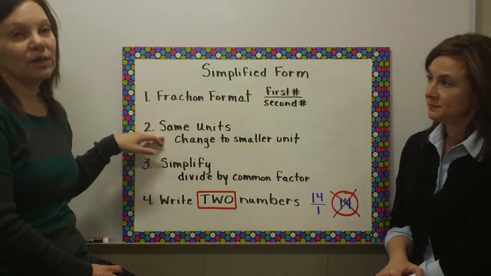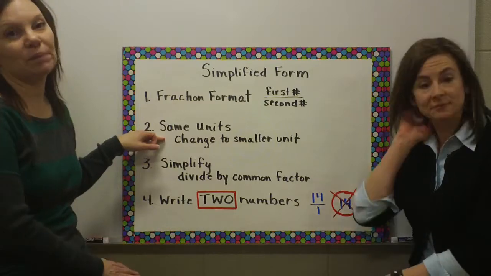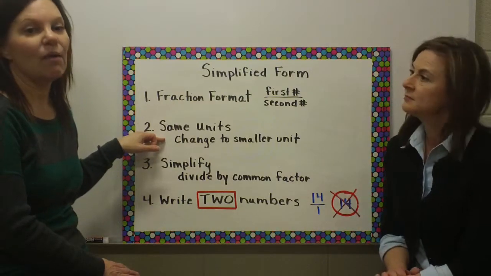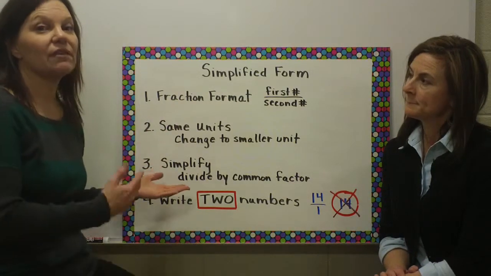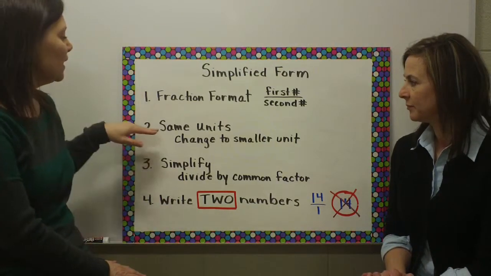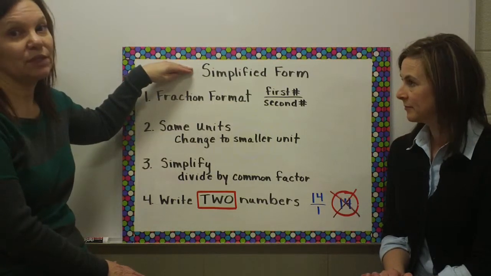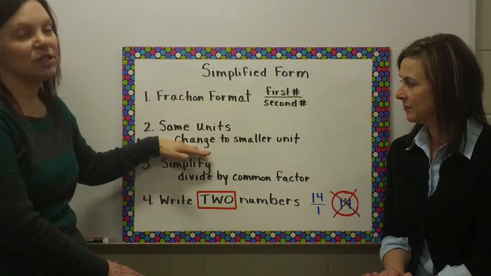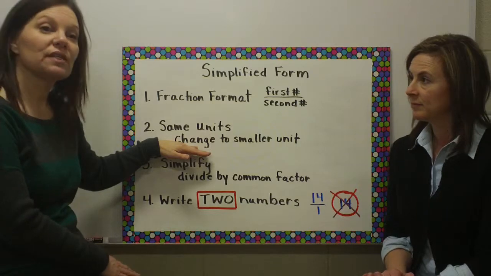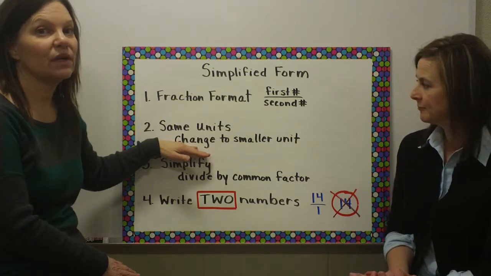Sometimes your units may not be the same. Now, if we had boys and girls, those are people, that's the same unit. However, you might have inches and feet. They're both measuring length, but the units are different. You have to have them in the same unit to be considered simplest form. We are going to change to the smaller unit. So inches, feet, inches is smaller. We change both of them so they're inches.